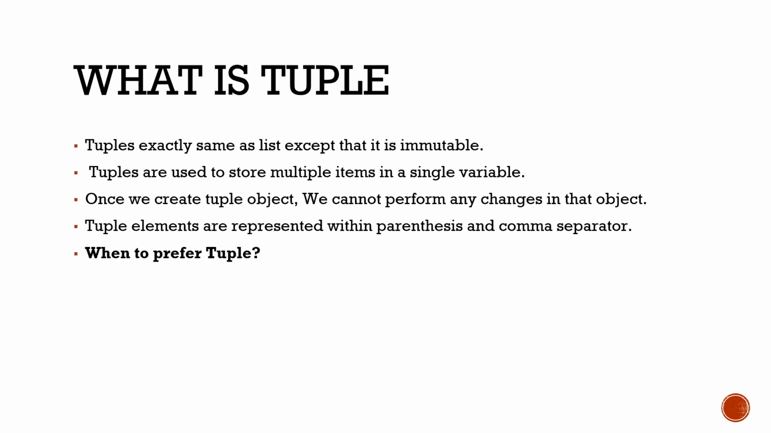For example, suppose I want to store my music playlist, right? That time I have to use a list, because if I want to add a new song to the list, yes, I can do that. If I want to delete some song, then I can do that, because my choice varies as per my mood, right?